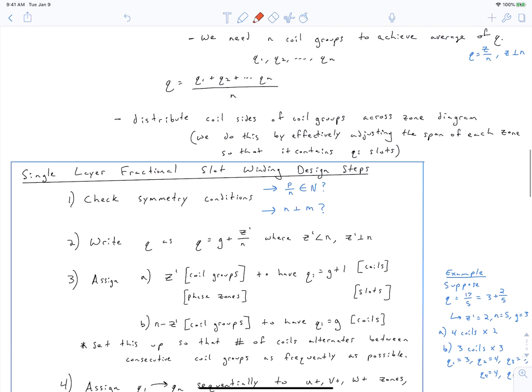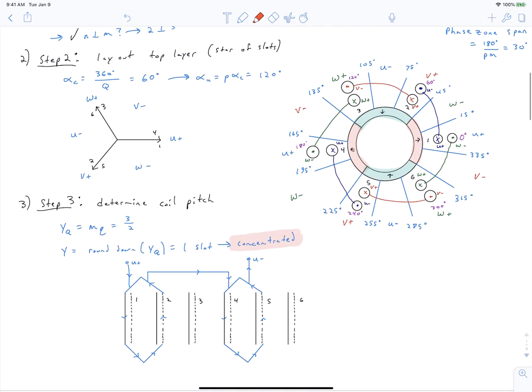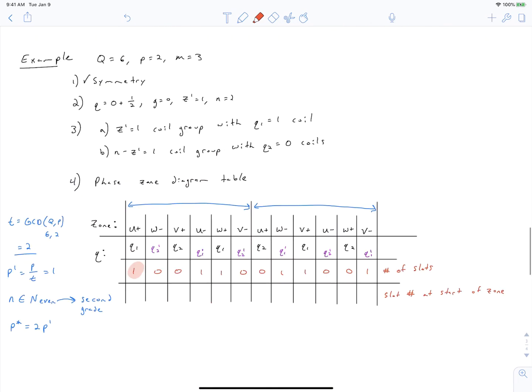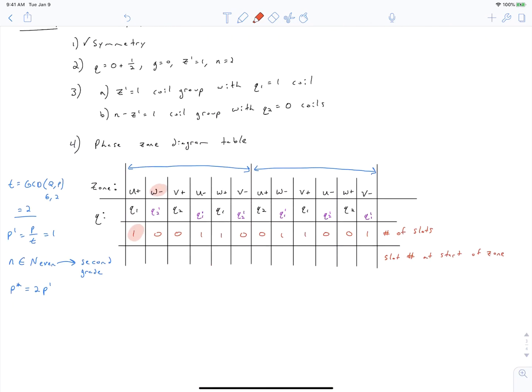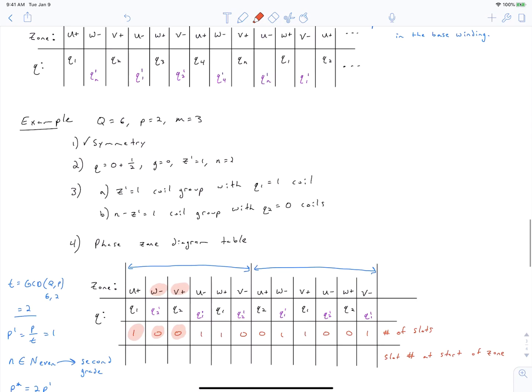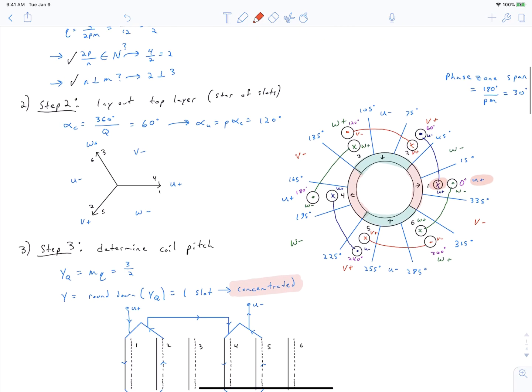Remember, this is just a mapping. This table just represents this diagram, but unrolled. So our first phase zone, U plus, has 1 slot. And then our table tells us that our second phase zone, U minus, has 0 slots, and our third phase zone, V plus, has 0 slots. So what we're effectively doing is we are shifting these 2 phase zones over here so that there's no slots in there, and then U minus is shifted over here so it has 1 slot in it.